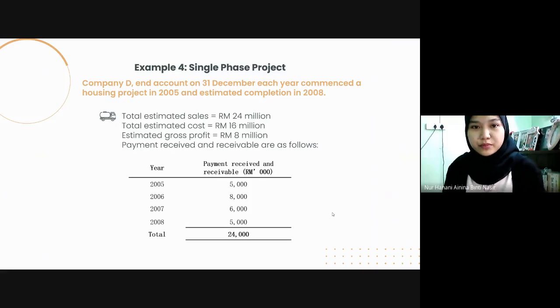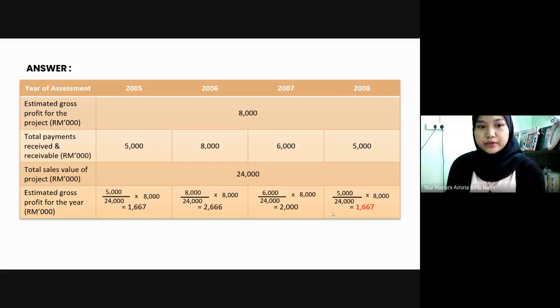So let's look at example 4, a single phase project. Company D commenced a housing project in 2005 and the estimated completion is in 2008. The information given is total estimated sales 24 million, total estimated cost 16 million, and estimated gross profit 8 million. The payments received and receivable are as follows. So the answer is: the estimated gross profit for the year 2005 is 1,667, 2006 is 2,666, 2007 is 2,000 and 2008 is 1,667.